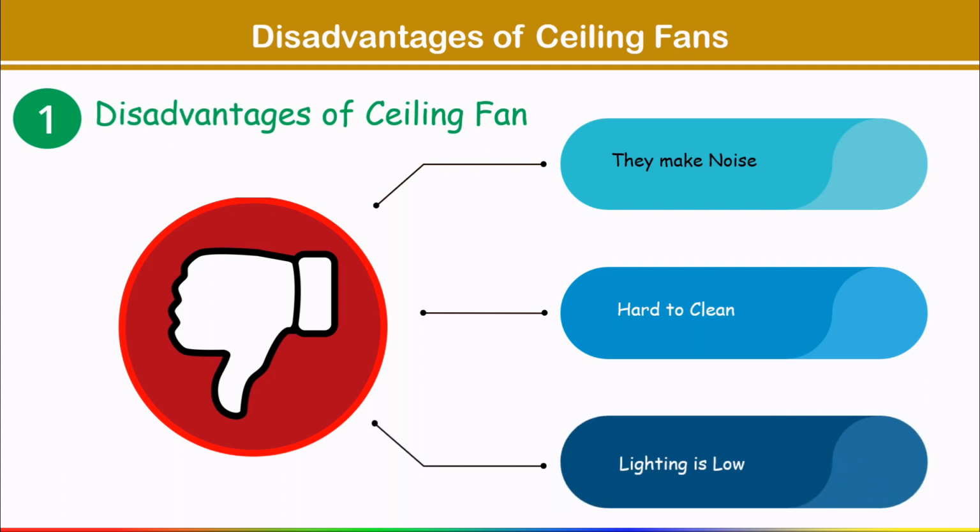Next disadvantage is that the lighting is low. It means, maybe the modern design of ceiling fans comes with light fixtures also, but the light emitted by them is shallow. If you do not have any extra lighting in the room and this is the only source of light, then it is not going to work well for you. So you should arrange for an alternate lighting source in the room. So these are the disadvantages of ceiling fan.